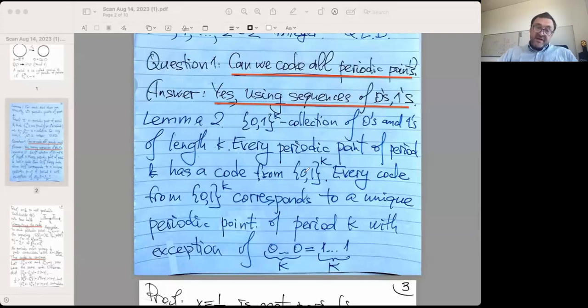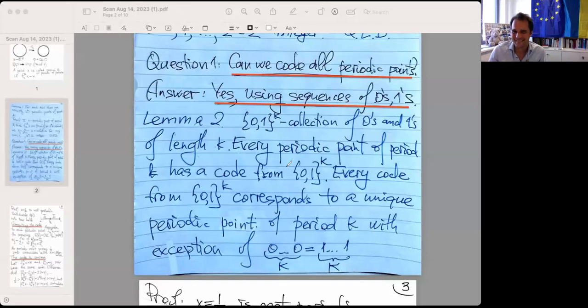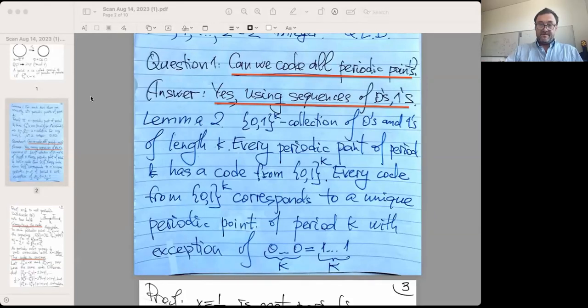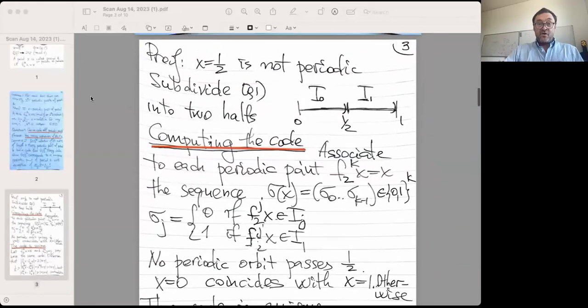So is the statement of the lemma clear? So every periodic orbit of period k for an expanding map of the circle can be coded by a sequence of zeros and ones, and every code has one single periodic orbit, with an exception that all zeros is equal to all ones. Any questions? Is this clear? Yeah. Okay.